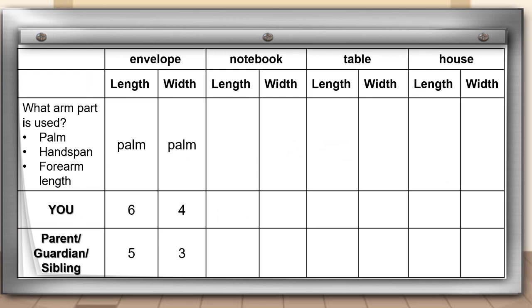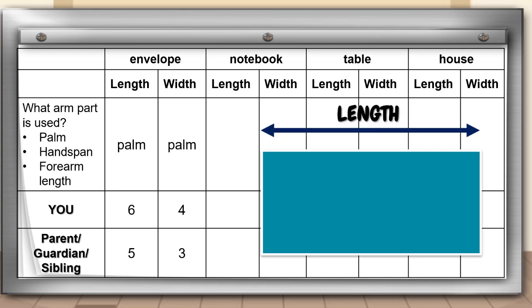Let's have another activity, and let's do this together. Determine the dimension of the following objects at home, using only the parts of your arms. Indicate the appropriate part of the arm used for each object. Do this activity with your parent, guardian, or sibling. Record the results in the given table. The first two columns were accomplished as your example. The given objects are envelope, notebook, table, and house.